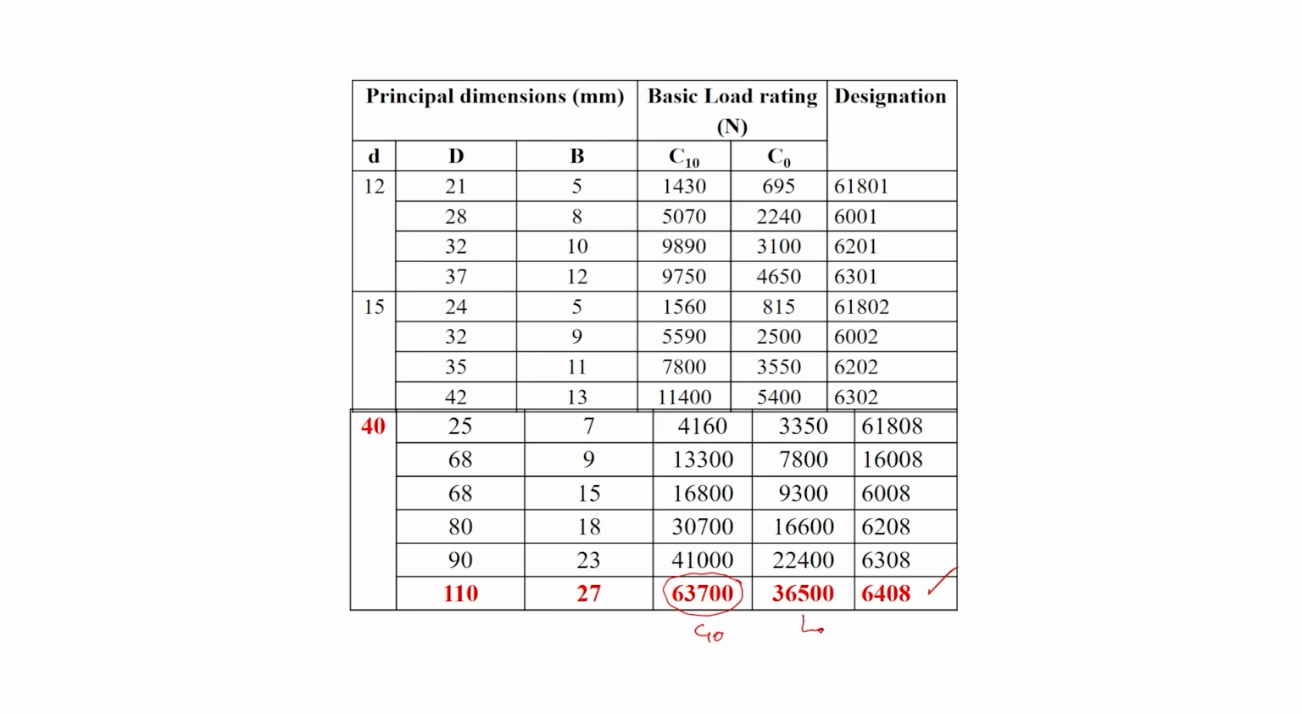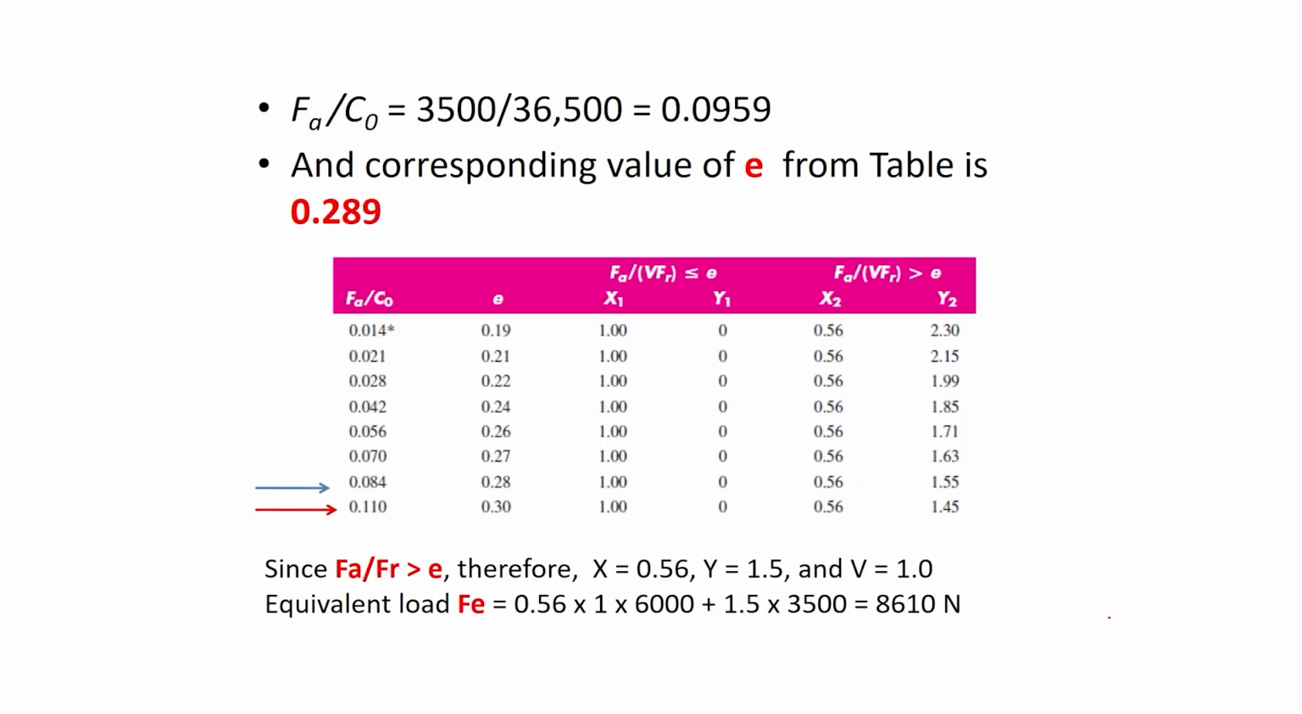So, now again we will find FA upon C0, and from that we will get the value of E, and by comparing this E to the radial force and axial force, we will get X and Y, and this will be used to get the value of FE, and this FE will be used to get the value of C10, that is the required dynamic load rating, corresponding to the required reliability RD. So, we are just going to repeat the process.